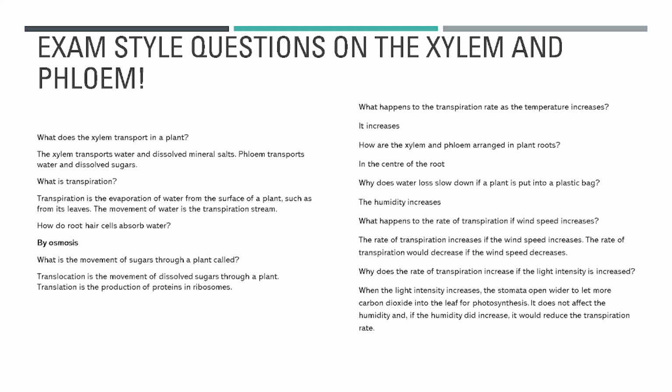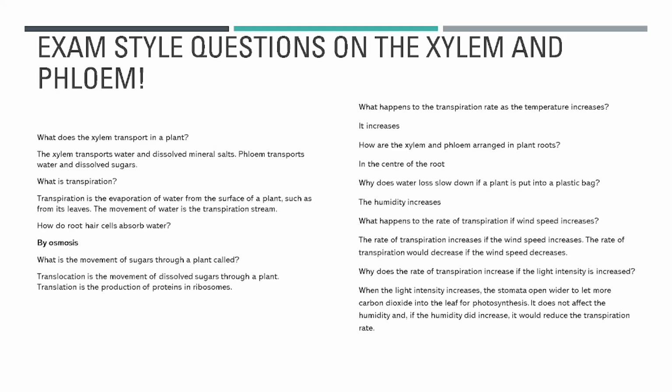What is transpiration? Transpiration is the evaporation of water from the surface of a plant, such as from its leaves. The movement of water is the transpiration stream. How do root hair cells absorb water? By osmosis. What is the movement of sugar for a plant called? Translocation is the movement of dissolved sugars for a plant.